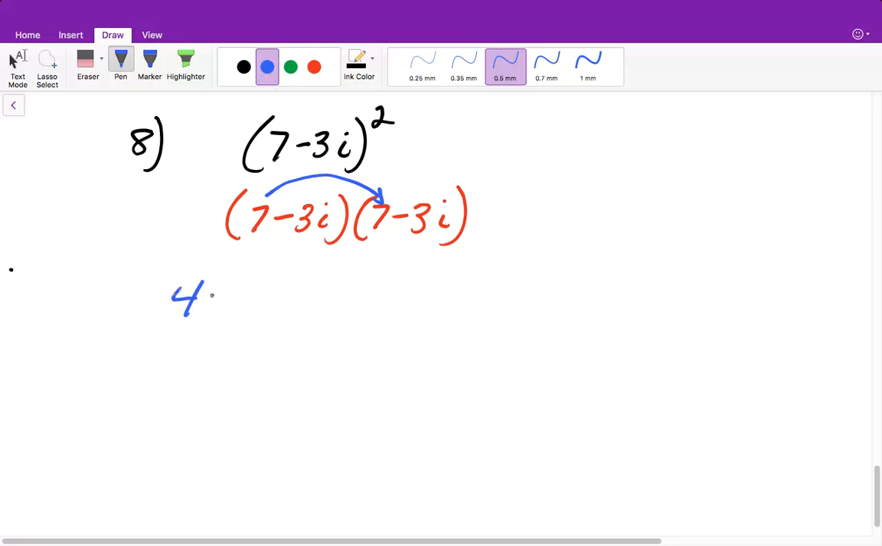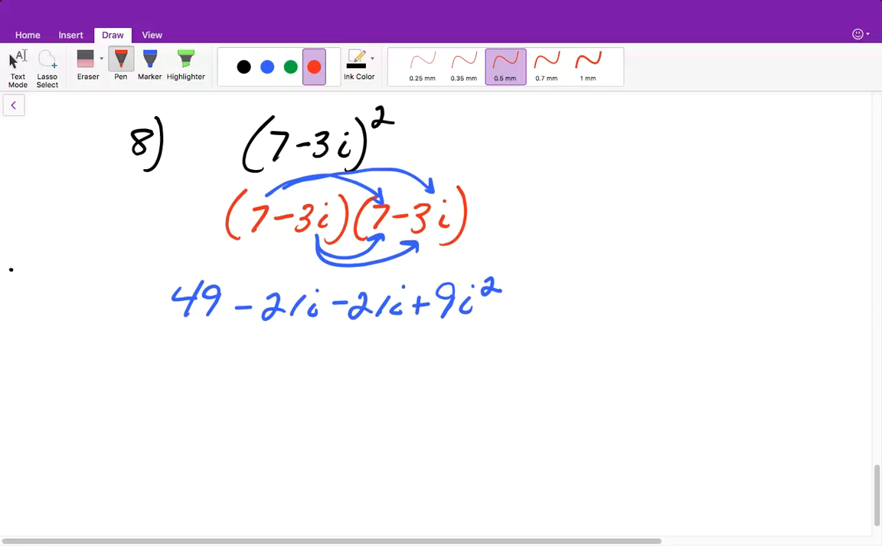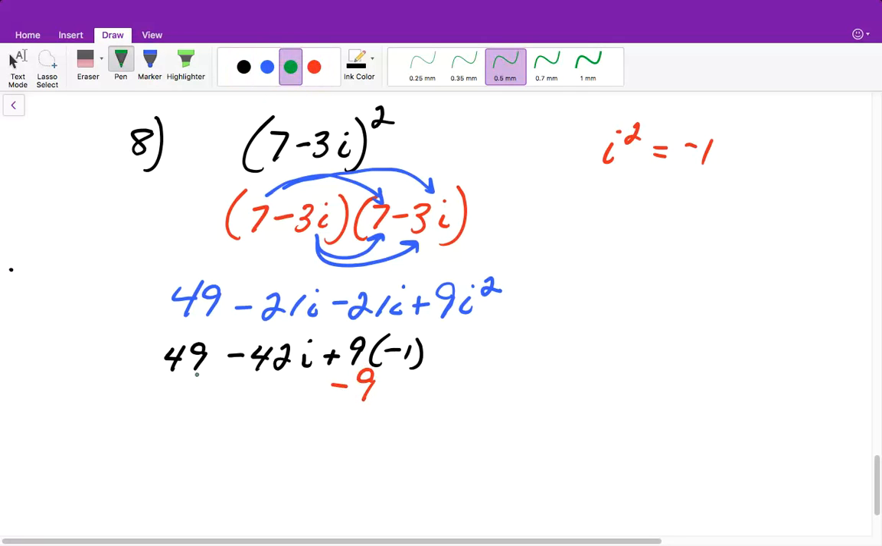7 times 7 gives me 49. 7 times negative 3 gives me minus 21i. Negative 3 times 7 is another minus 21i. And negative 3 times negative 3 is positive 9i squared. Now remember, if you recall in problem 1, i squared is equal to negative 1. So this we can rewrite as 49 minus 42i, and then this is plus 9 times negative 1, which is minus 9. So then 49 minus 9 is 40, and then we have the minus 42i. Final answer.